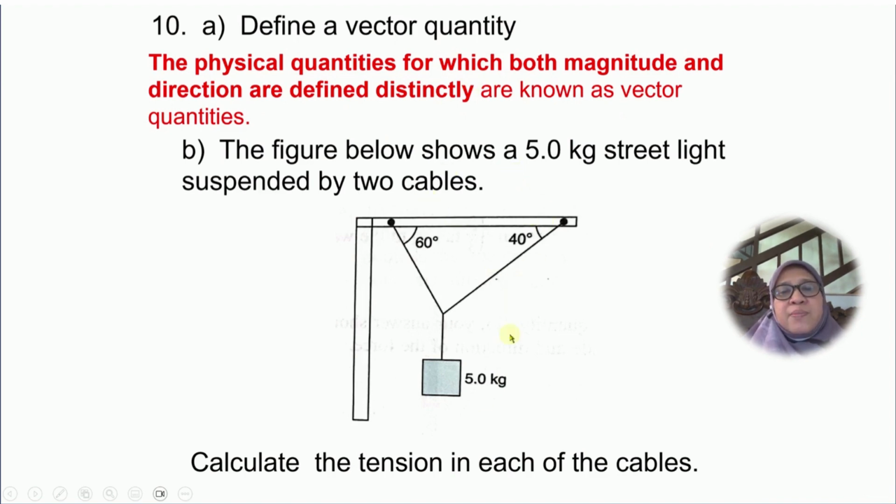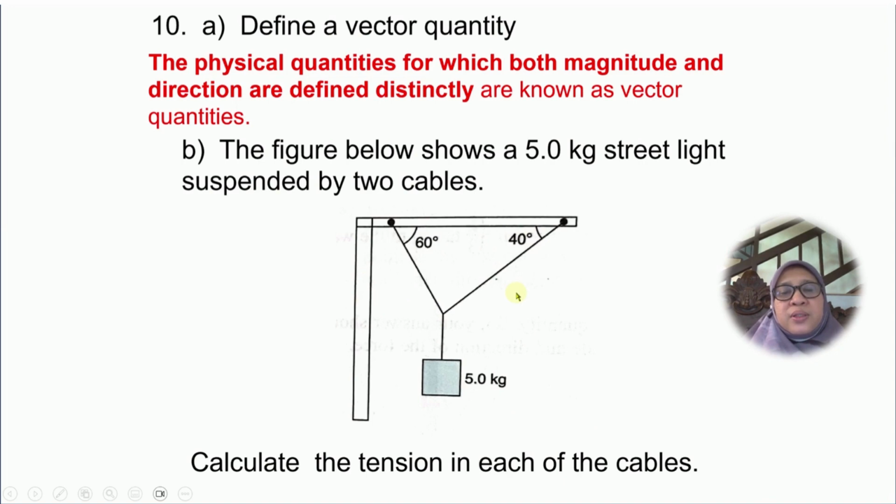From the diagram below, the object here is 5 kilogram. So calculate the tension in each of the cables. So this time, the cables are not balanced. One is at 60 degrees and the other one is at 40 degrees.